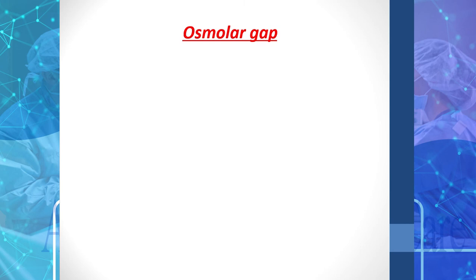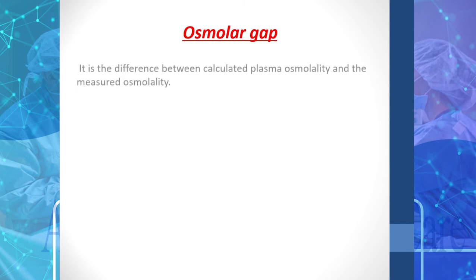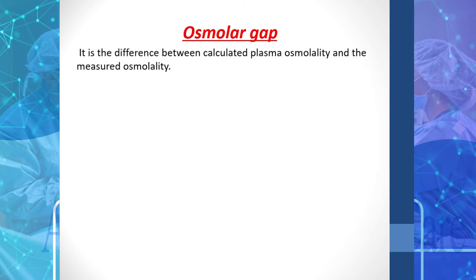Another concept I want you to know is the osmolar gap. What is this osmolar gap? It is the difference between the calculated plasma osmolality and the measured osmolality. What does this mean? The osmolar gap is the difference between the measured and the calculated. The measured is the osmolarity which is measured in the lab.